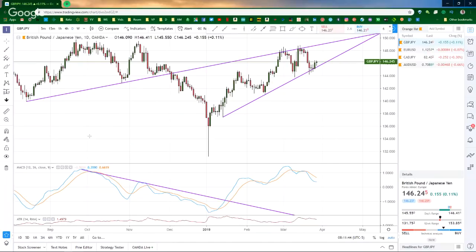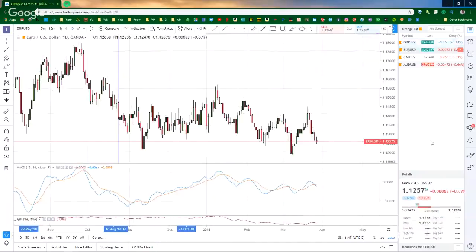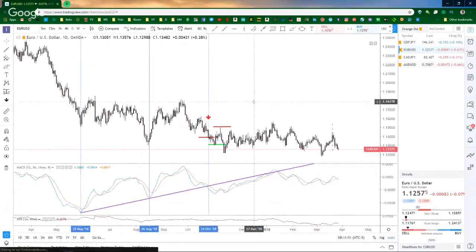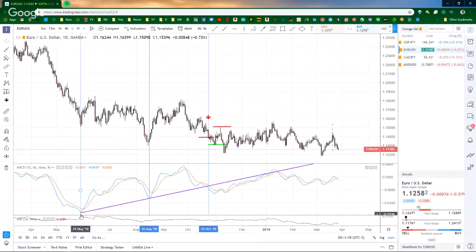So let's take a look at another pair here, and I'll show you how we'll use this trend line. See, Euro USD daily chart. I connected these two lows right here, and then I looked for price to break through that trend line. When the signal line broke through on that candle, on the close of that candle, I took a short because it's breaking through to the downside.